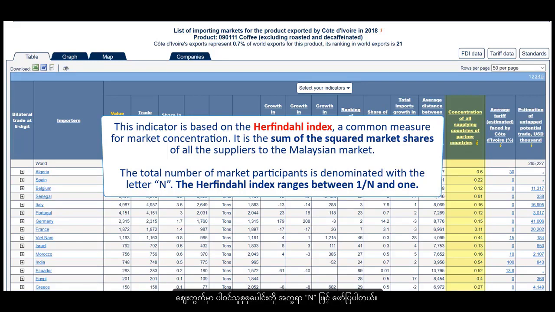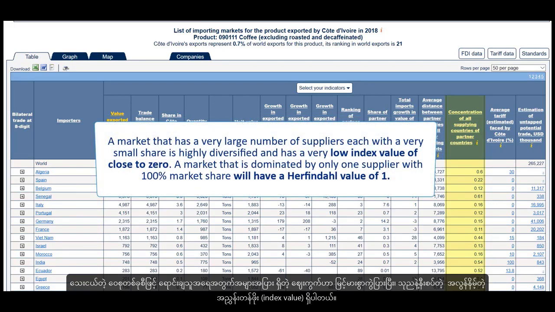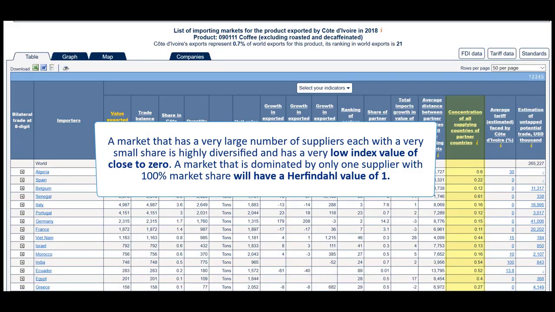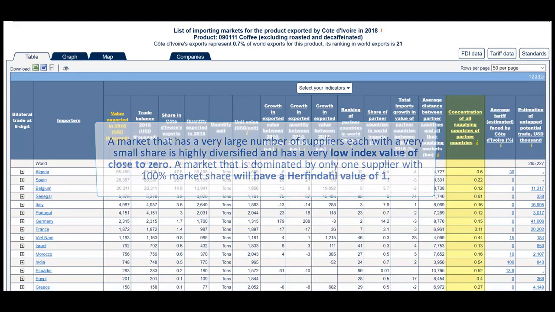The total number of market participants is denominated with the letter N. The Herfindahl Index ranges between 1/N and 1. A market that has a very large number of suppliers, each with a very small share, is highly diversified and has a very low index value of close to 0. A market that is dominated by only one supplier with 100% market share will have a Herfindahl value of 1.